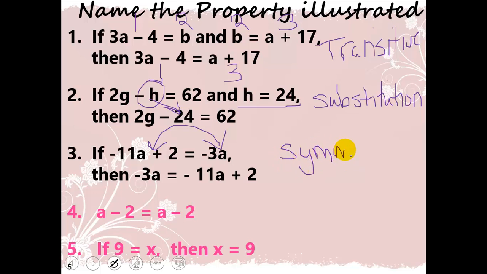Why don't you hit pause and try and do 4 and 5. Okay, so a minus 2 equals a minus 2. That's the identical thing. That's like looking in a mirror. That's the reflexive. If 9 equals x, then x equals 9. That's symmetric.